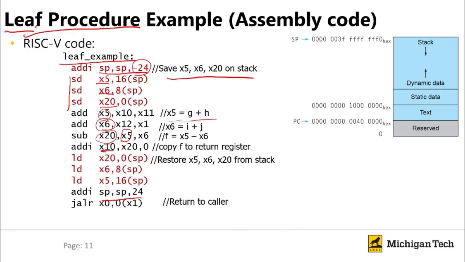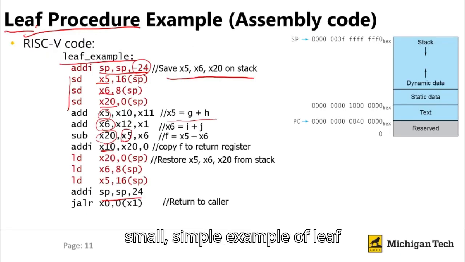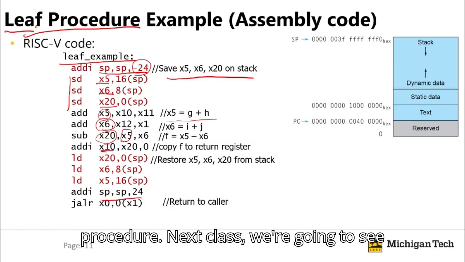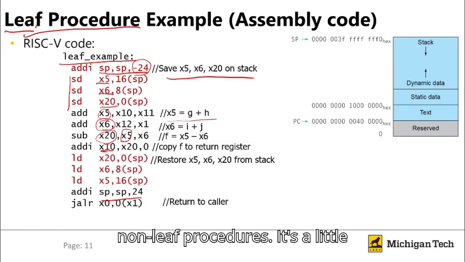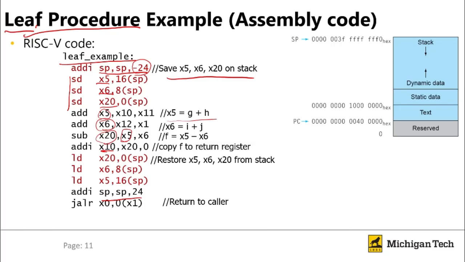So that's a small, simple example of a leaf procedure. Next class, we're going to see non-leaf procedures. It's a little more complex than this.